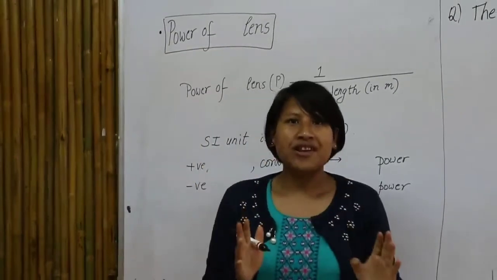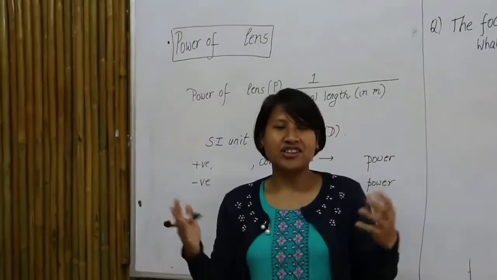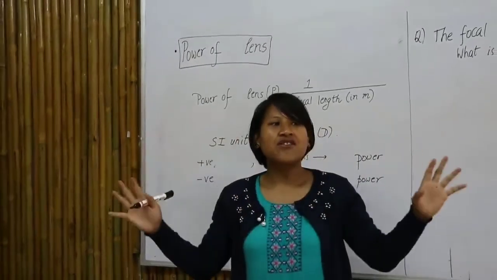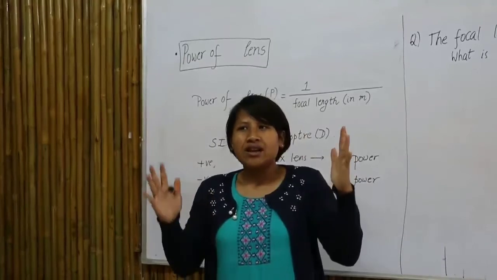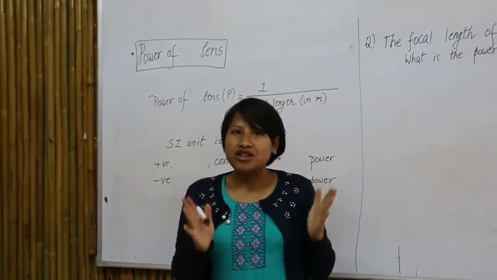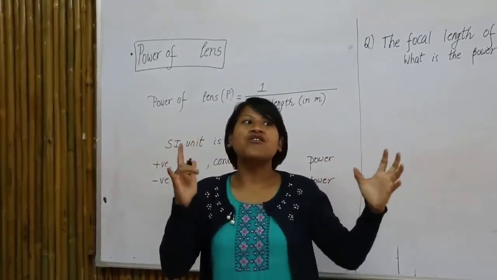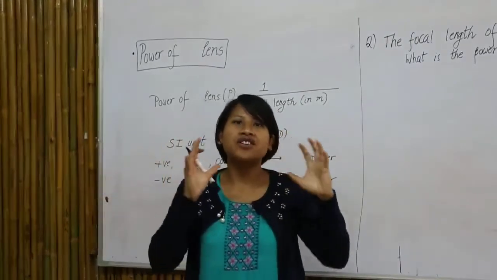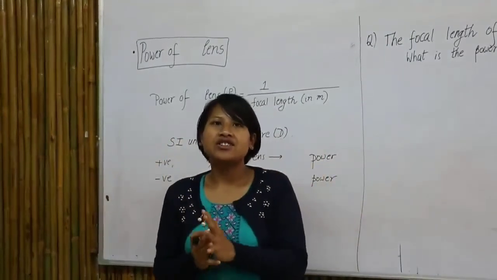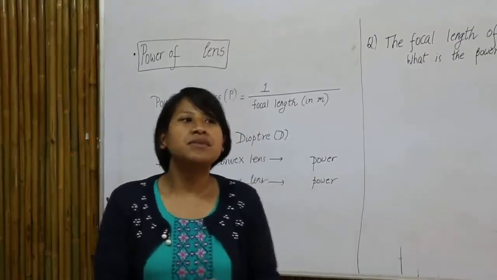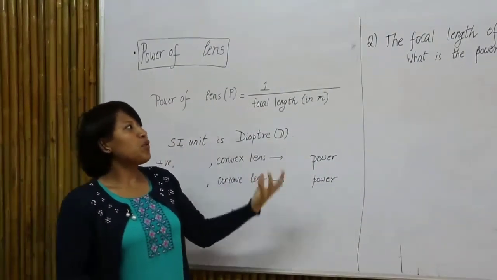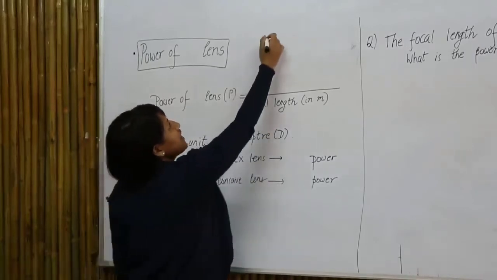But a concave lens diverges the light rays falling on it. The power of a lens is a measure of the degree of convergence or divergence of light rays falling on it. In other words, what does it mean? Suppose I have two convex lenses.